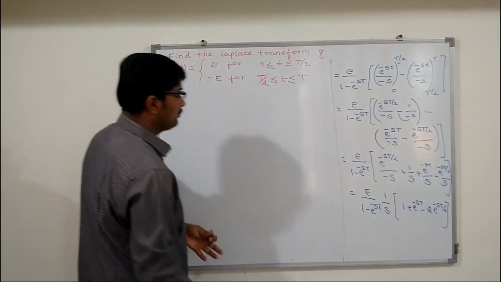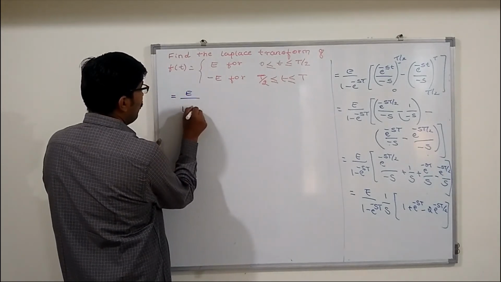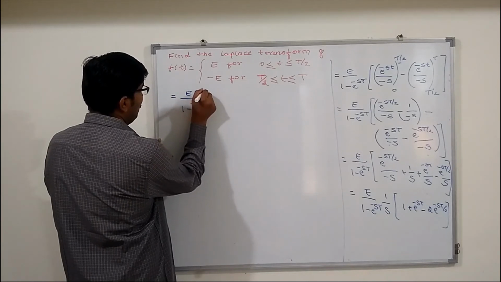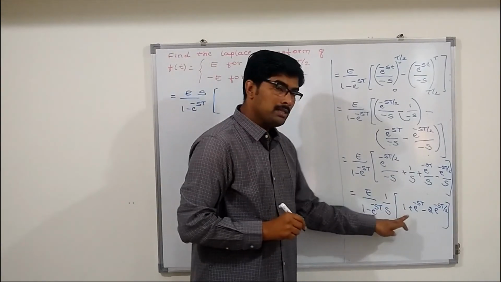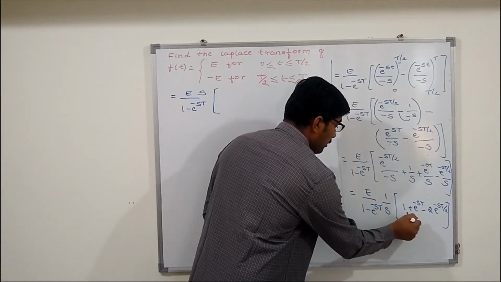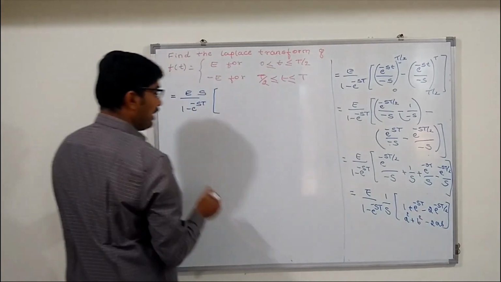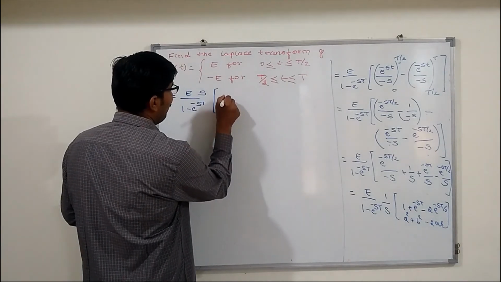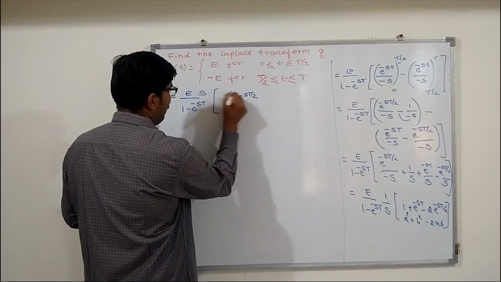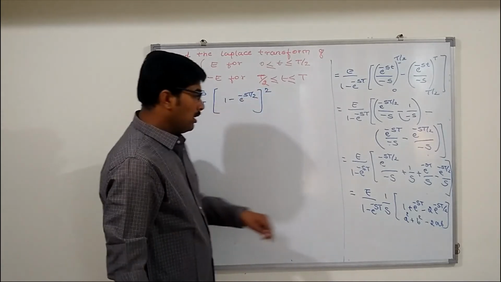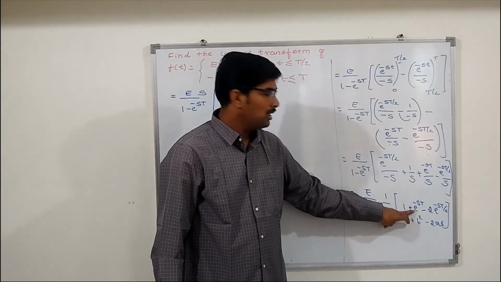This is equal to e divided by 1 minus e raised to minus st into s into bracket. Now this term is in the form of a square plus b square minus 2ab. So you will get the a minus b whole square formula, where a value is 1 and b value is e raised to minus st divided by 2, and this is whole square, because b square means you will get e raised to minus st divided by 2 whole square.